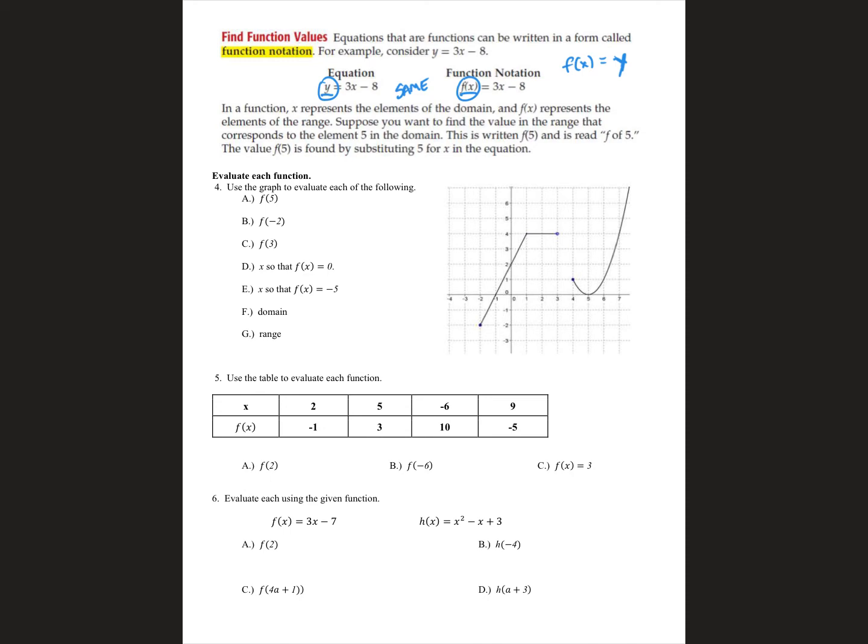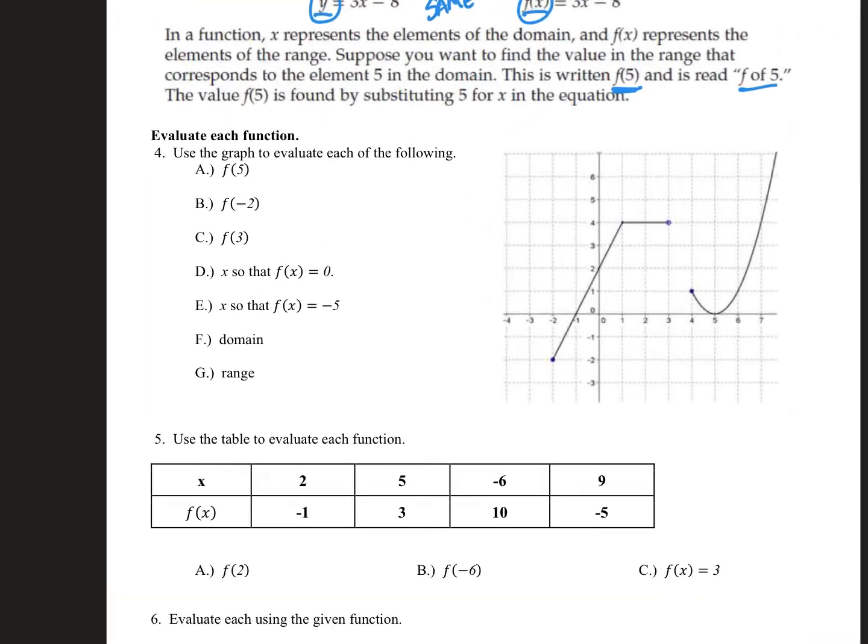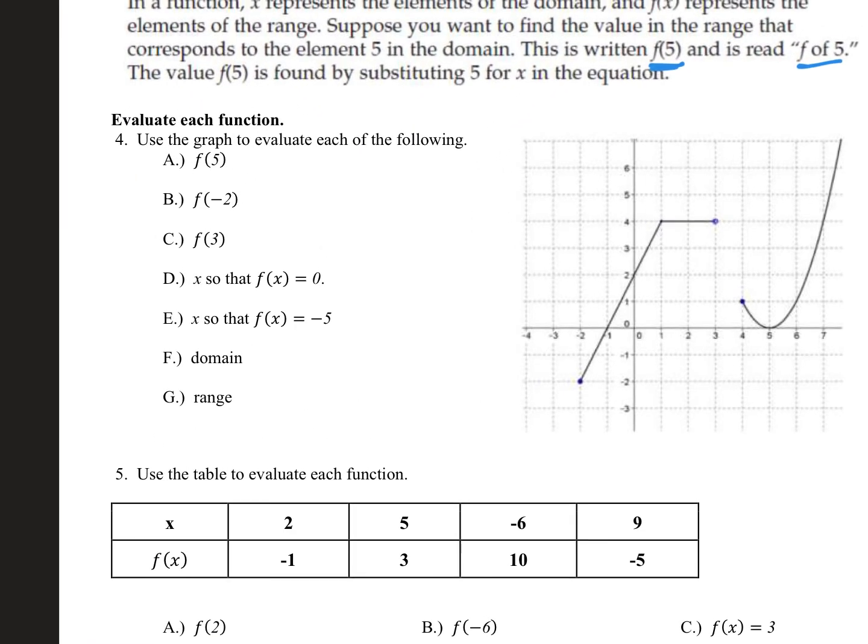Well, it's written using function notation. f of 5. f of 5 looks like this. And again, f of 5 is how it's read. Now, the value f of 5 is just simply found by substituting 5 in for x into the equation. Let's take a look at a few examples based off a graph. In number 4, it says, use the graph to evaluate each of the following. In part A, we have f of 5. So that's saying when x is 5, what is y? So when I plug 5 in, what do I get out? Well, based off the graph, when I plug 5 in, I get out 0. So we're just going to put 0.